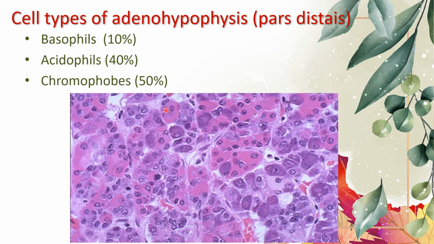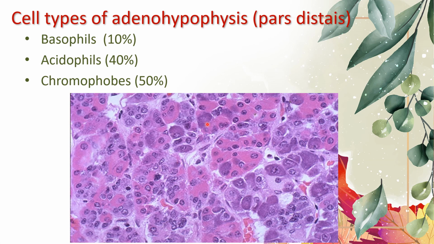In the adenohypophysis we are looking at the slide of the pars distalis. The pars distalis basically has three types of cells: the basophils, the acidophils, and the chromophobes. 40% of the cells in the pars distalis are acidophils, which stain with eosin, 10% are basophils, which stain with hematoxylin, and 50% of the cells are the chromophobes, which are paler in color and do not stain with either eosin or hematoxylin.